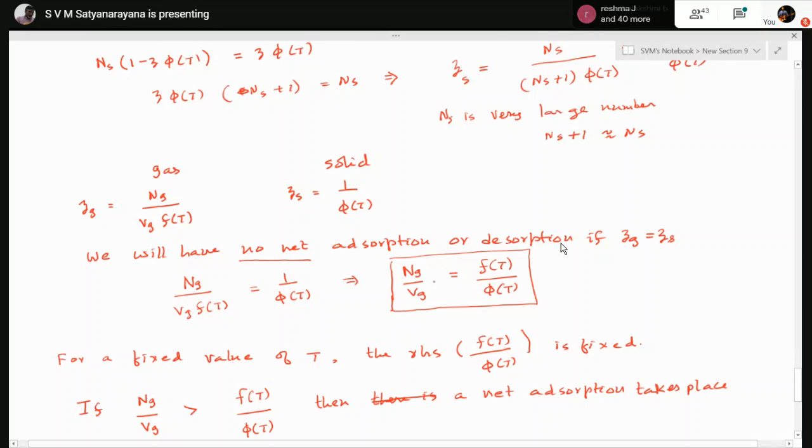It depends, of course, on the rate of absorption and desorption. But once the rates are fixed, there will be some steady state where there won't be any net absorption.